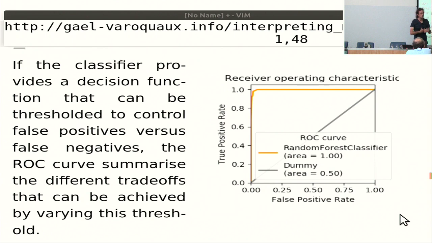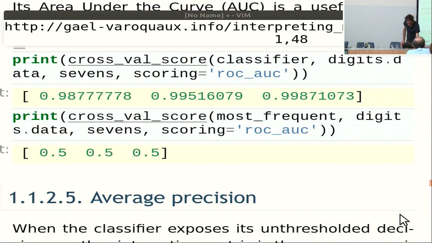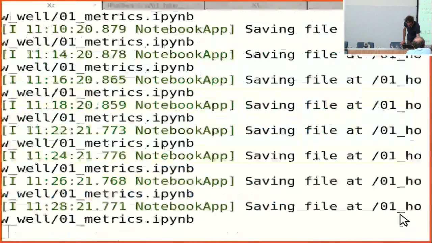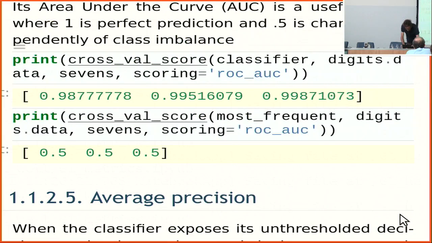And so if we want to compare classifiers over all trade-offs, we're going to compare the area under the curve of the ROC curve. And in scikit-learn, the way you do this, and now I'm going to switch back to the notebooks. Sorry.